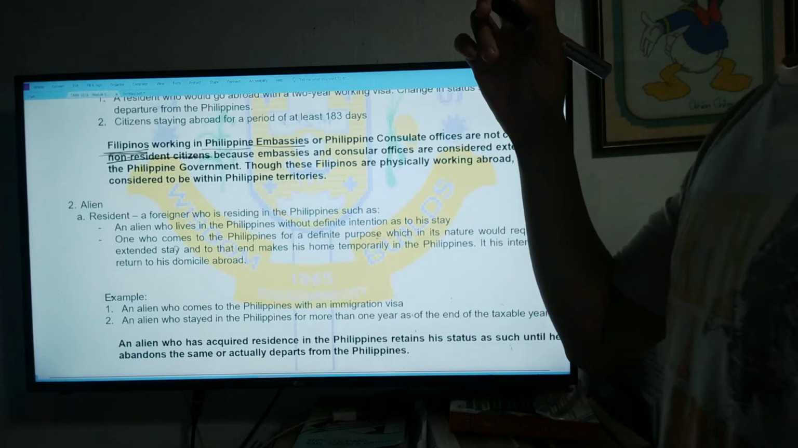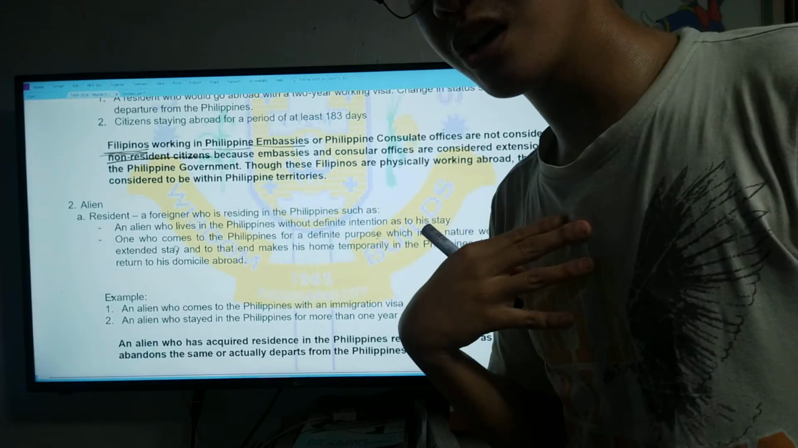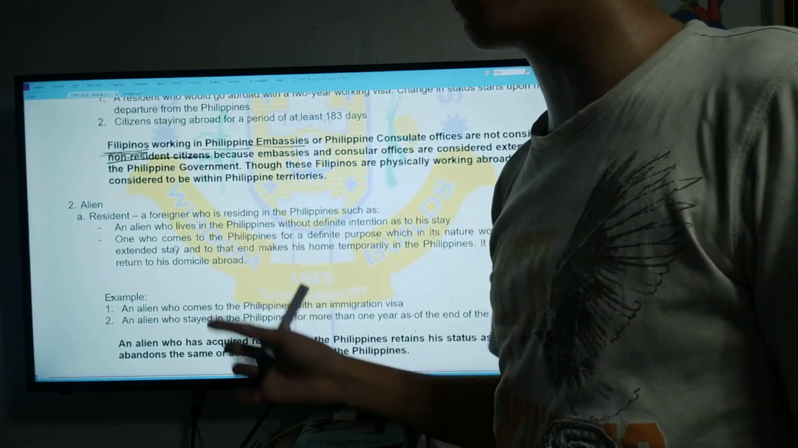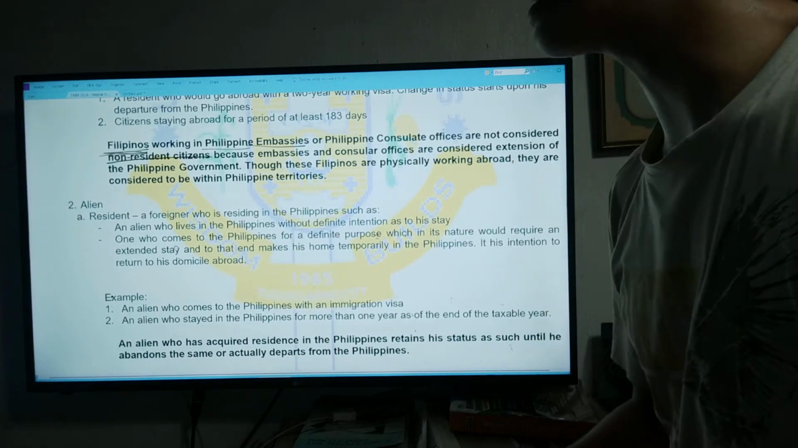So, yun ho yung exemption to the general rule that a non-resident citizen in the Philippines should be taxable not as a non-resident but rather as a resident citizen. Okay? So, ibig sabihin ho nito, kapag empleyado ka na Pinoy na nasa isang Philippine embassy abroad, you will not be considered as a non-resident citizen. Instead, you will still be considered a resident citizen.